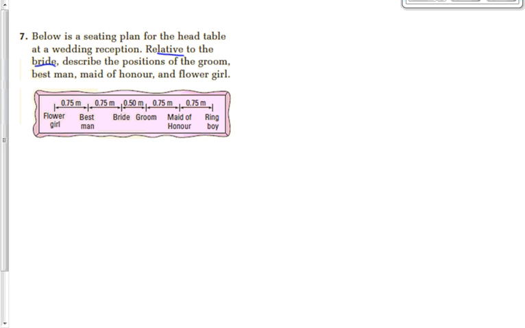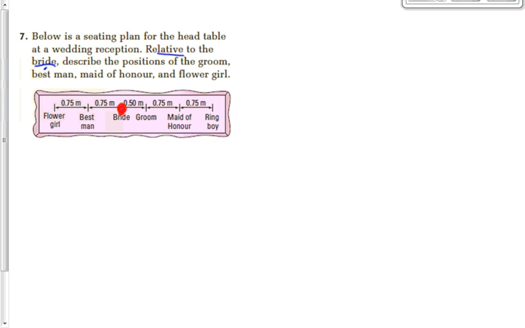It's important when we're talking about a position to say relative to what? To have a reference point, okay? Relative to the bride. Well, the bride's the most important person at a wedding, right? So let's measure everyone's position relative to the bride. Let's describe the positions of the groom, the best man, the maid of honor, and the flower girl. So here's the bride right here. Let's put the bride in red there.